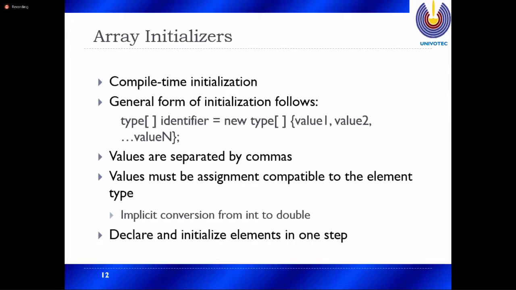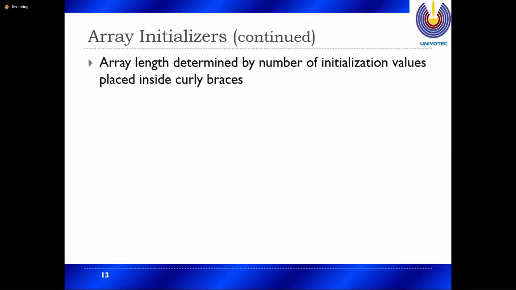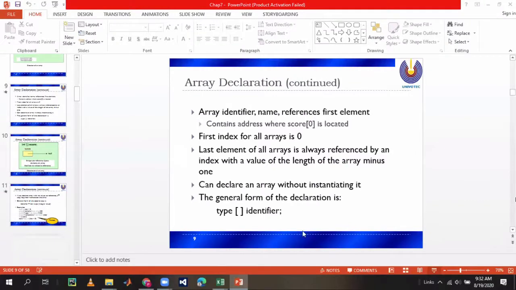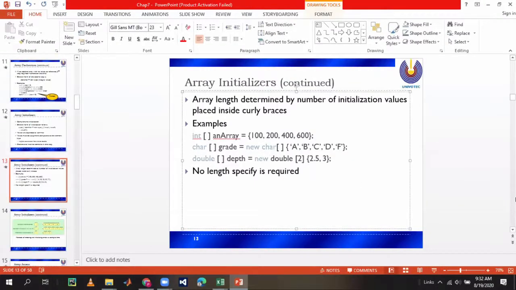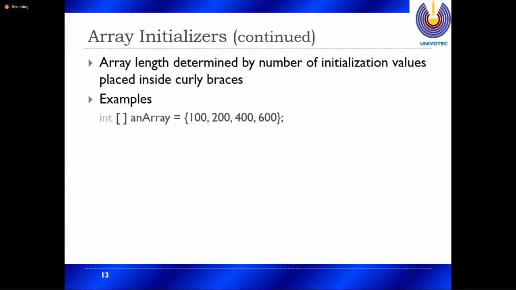Declare and initialize the elements in one step. You can declare and initialize at the same time, and then the array length is determined by the number of initialization values placed inside the curly brackets. That's an example: int array. This is the name of the array: 100, 200, 400, 600. There are 4 elements. In an array, the first index 0 is the first element, 100. The second element is 200, 400, and 600 is the last element.